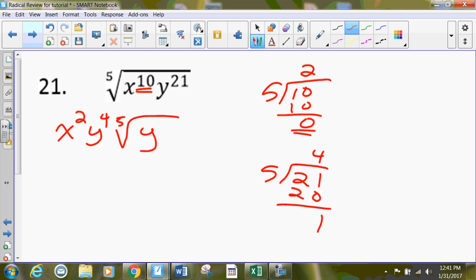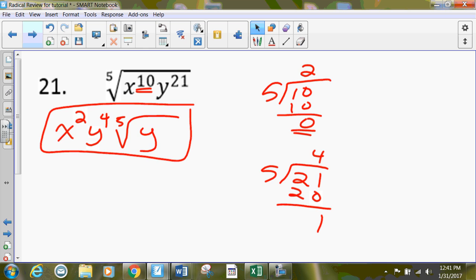Once again, if you feel more comfortable writing out the 10 x's and 21 y's, you can do that and you'll get the same answer in a way that you can understand.